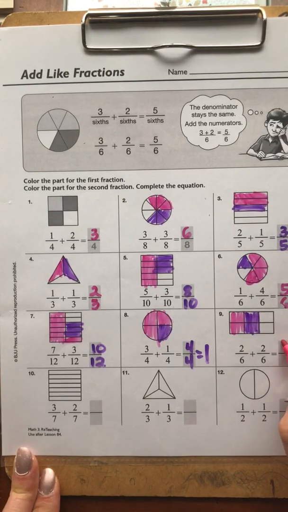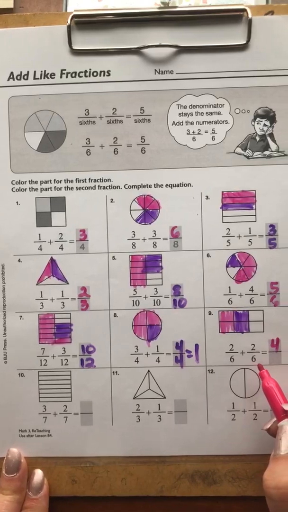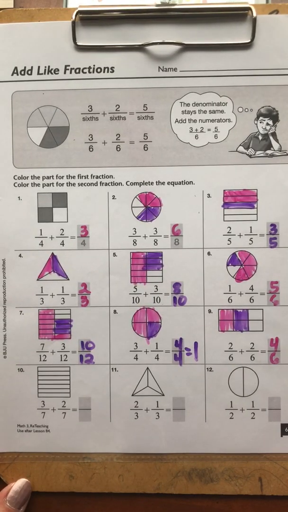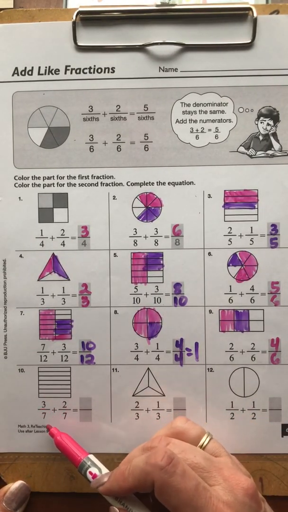Right, 2 plus 2 is 4. And remember, your denominator stays the same. So we have 4/6. Great job. We're almost done. Last row, number 10.